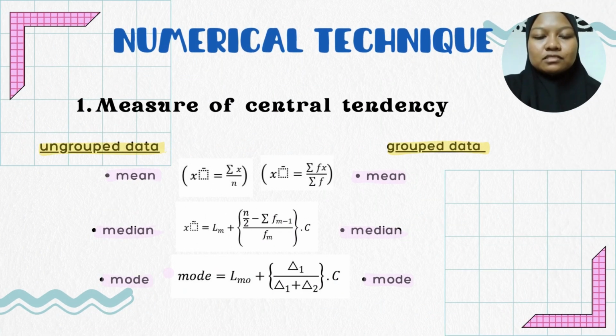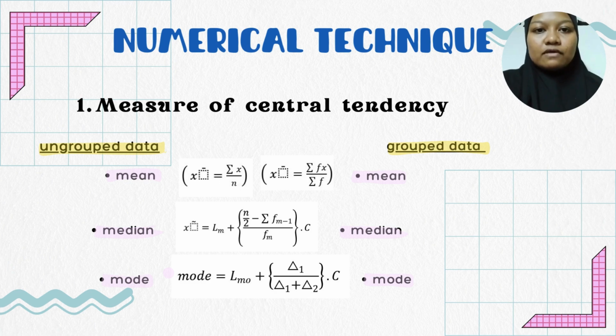Assalamualaikum. My name is Nurul Izzatul Husna binti Khairul Anwar and I will present the numerical technique. There are six types of numerical technique. We will discuss the first type, which is measure of central tendency. There are three types of central tendency, which are median, mean, and mode. They can be calculated on both grouped and ungrouped data.